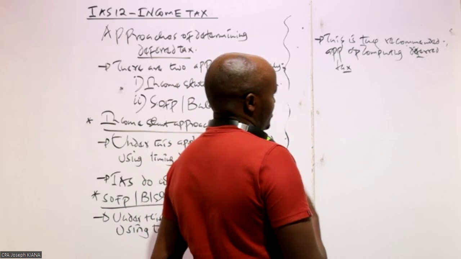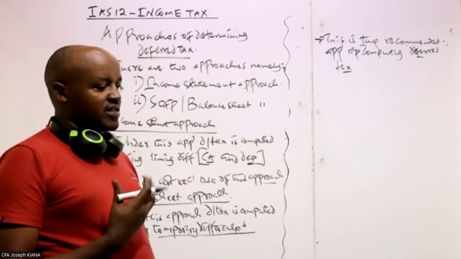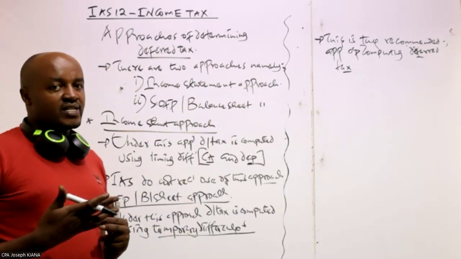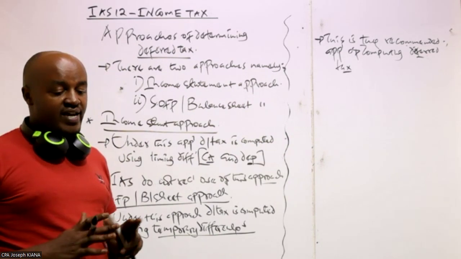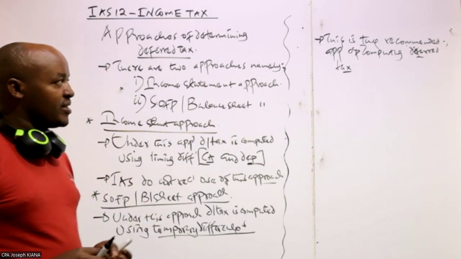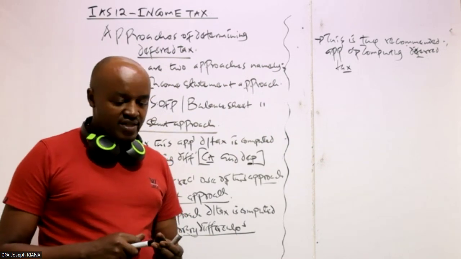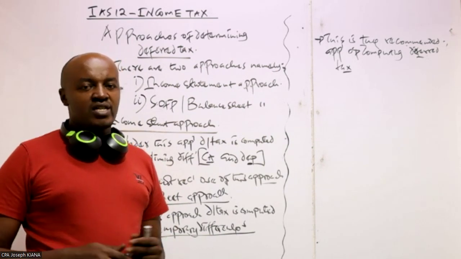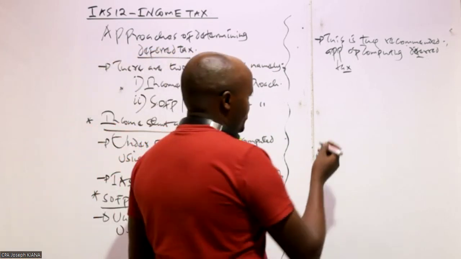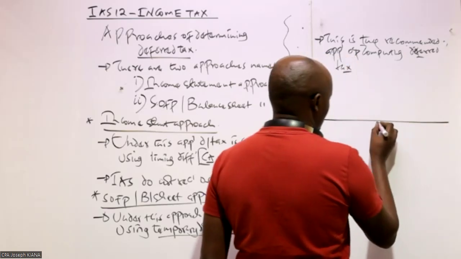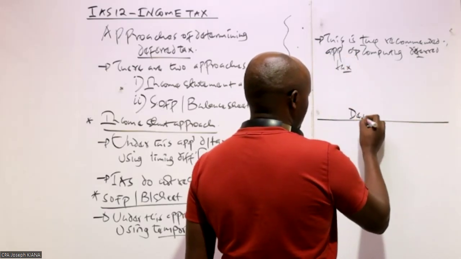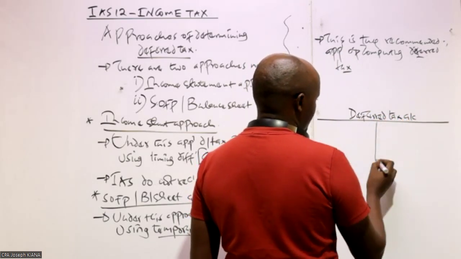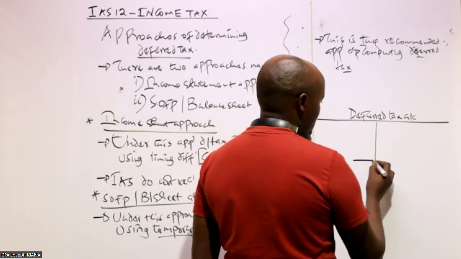temporary difference. And once the deferred tax has been computed using this particular approach, we usually compute the deferred tax asset or the deferred tax liability at the end of the year. But it's also important to note that an entity should also be able to determine the amount of deferred tax to be charged in the income statement. This is usually computed by preparing an account called the deferred tax account.